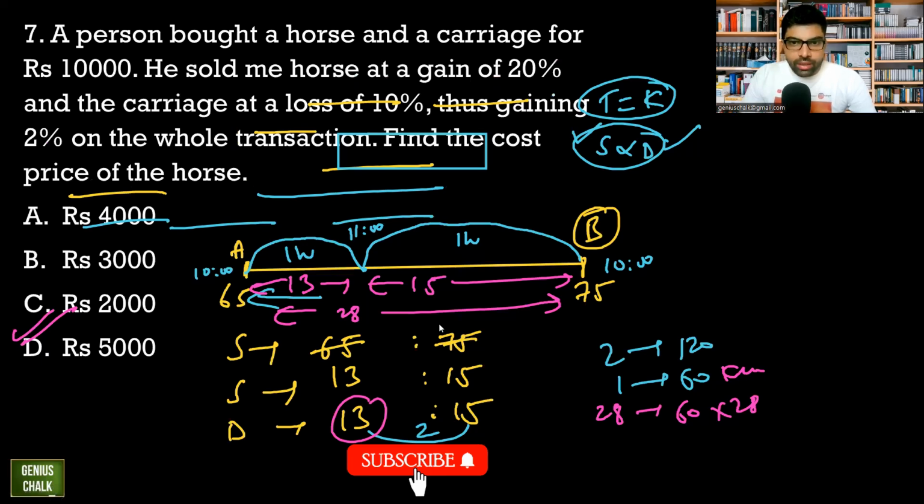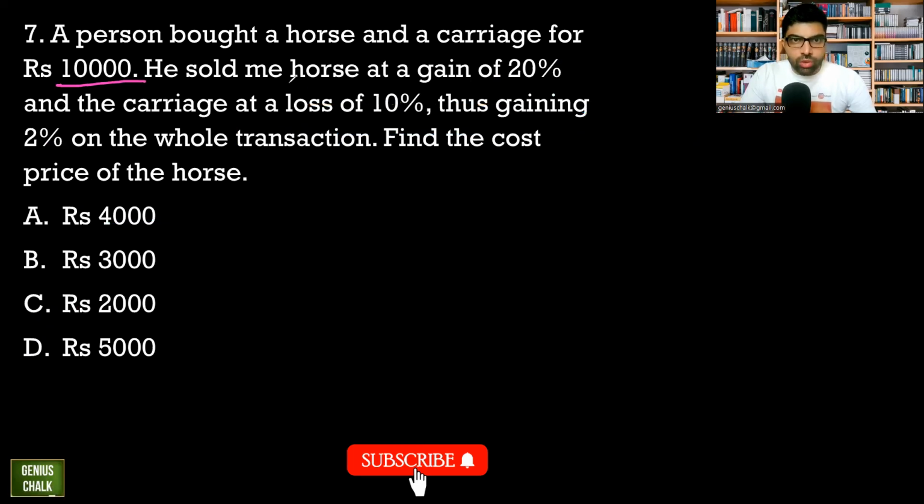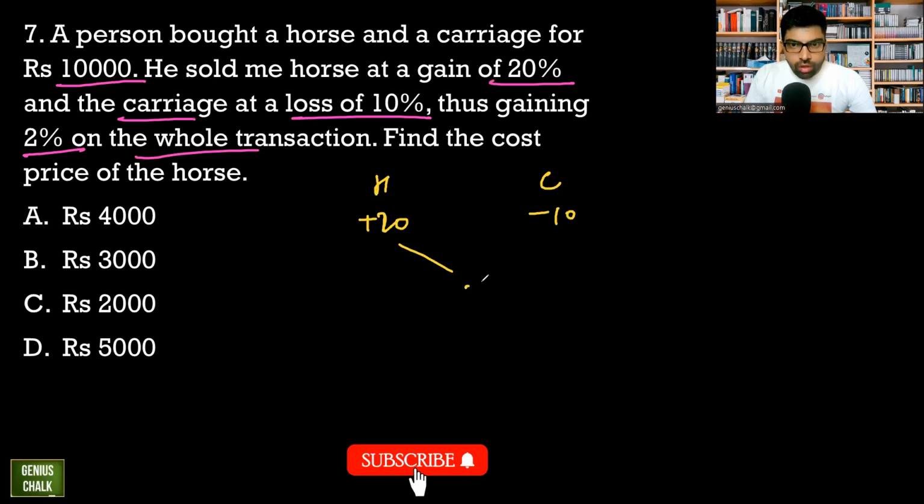Right. Next one. A person bought a horse and the carriage for rupees 10,000. He sold the horse at a gain of this and the carriage at a loss of this. Overall is 2%. Okay. When overall is given, different categories are given, we apply allegation. If you have not seen the allegation videos, you can see in the playlist of Genius Chalk, right? So this is horse and this is carriage. Horse is 20%, so I can say it is plus 20, right? Carriage loss of 10, so minus 10. Overall, it is plus 2.